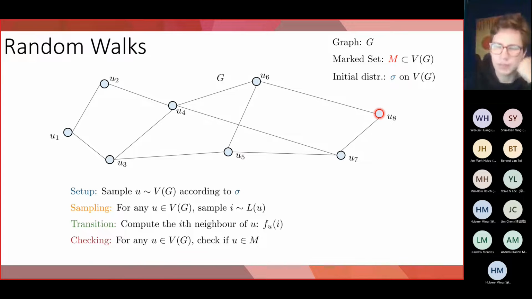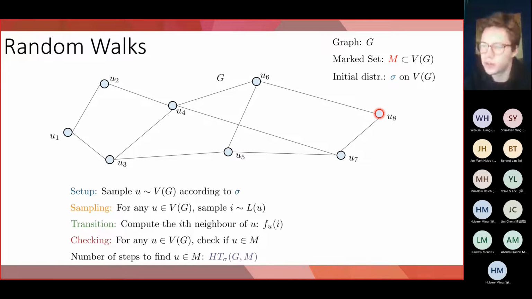And then an important notion in classical random walks is something that's called the hitting time. So the hitting time depends on sigma, because it depends where we start, to on a certain graph G end up in a marked set M.